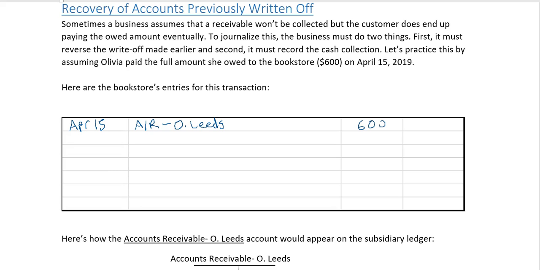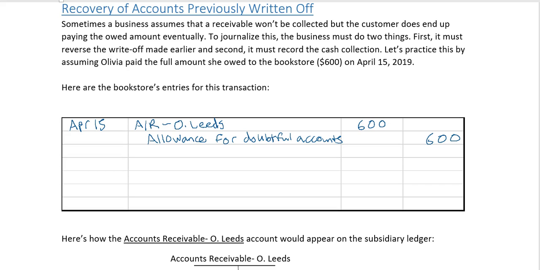We thought that she wouldn't pay, so we wrote it off by doing the exact opposite entry, debiting AR and crediting AFDA. We're reversing the write-off. We reinstated Olivia's AR account with this entry. So our AR goes up and our AFDA goes back up.